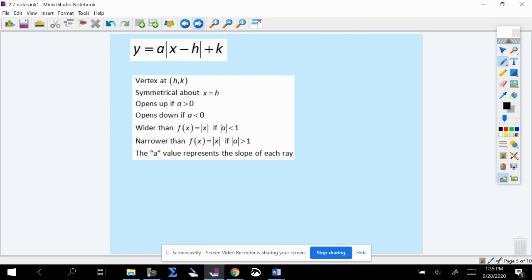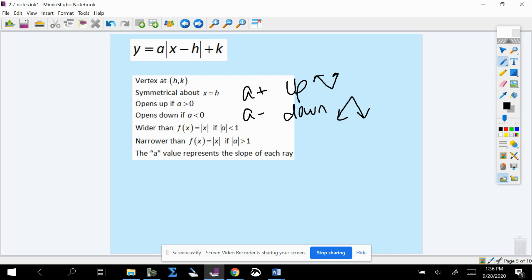So here's the slide that you want to make sure you're comfortable with. These are all the key information here. So your A value is going to tell you if this opens up or down. If I have a positive A value, we're going to say that it opens up. It's going to look like this. If I have an A value that's negative, we're going to say that it opens down, meaning it looks like this. So it reflects it or flips it.